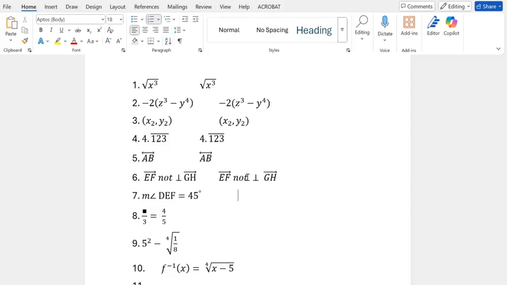Okay, so on the previous one, I wrote the word not, and then I used the perpendicular. That is not the actual way to do a perpendicular. I know some people, I think, drew on it to get the not sign. All right, we're going to the measure of angle DEF equals 45 degrees.